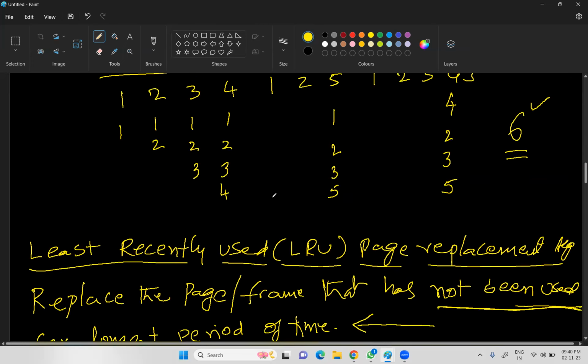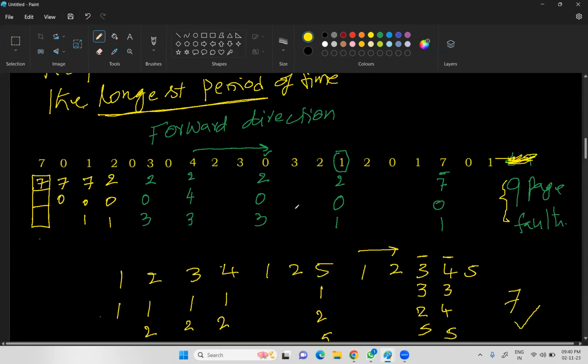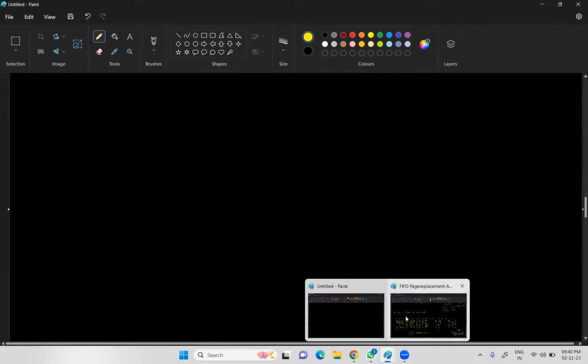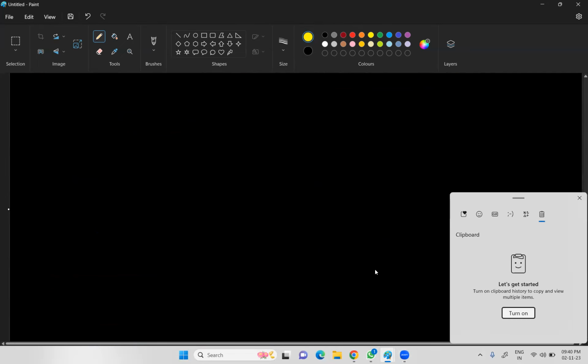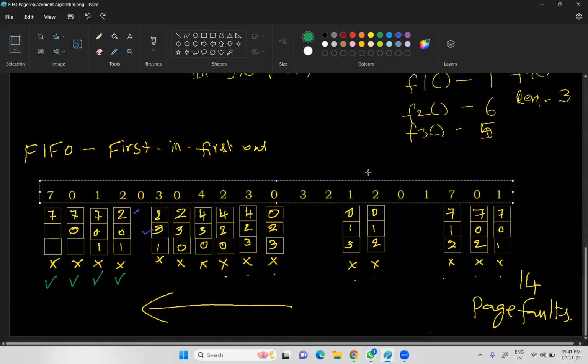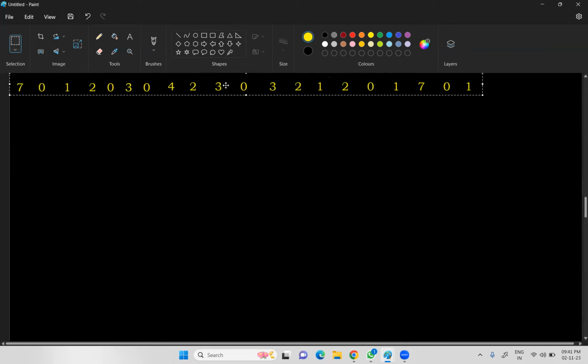Now, what exactly is going to happen? Let me copy the same string one more time, because it's very easy to understand with that same string. Here you need to understand how the replacement is going to happen, something like this.